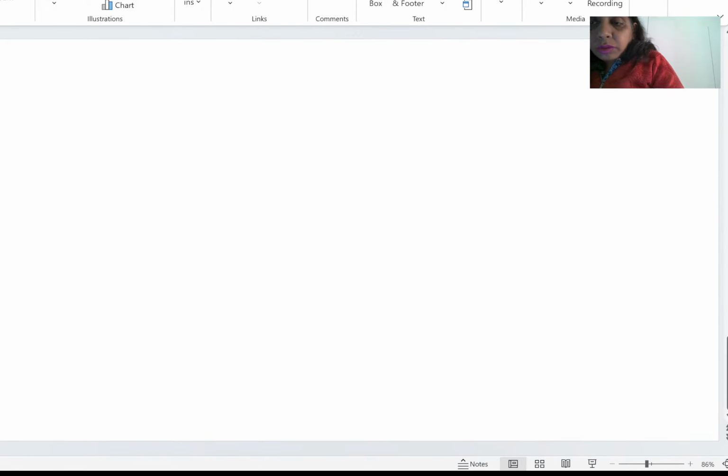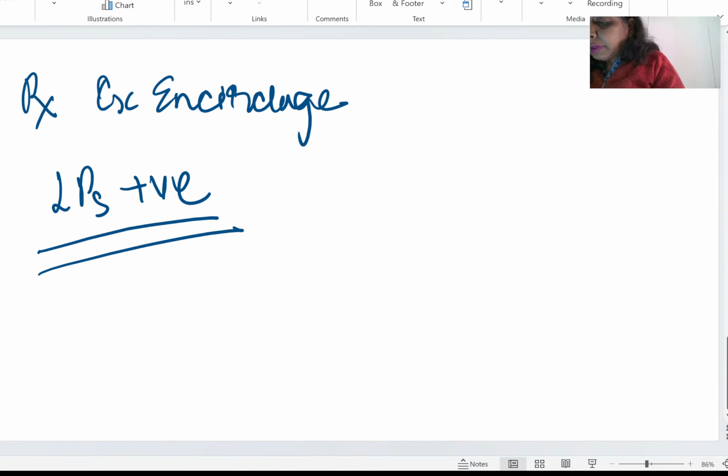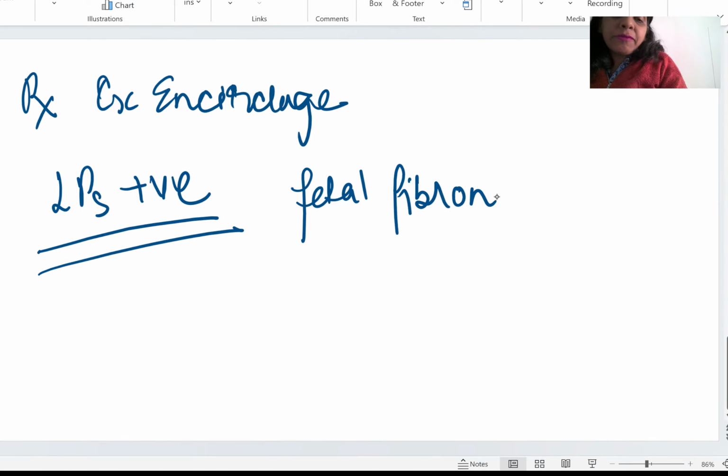Yes. Now, next is its treatment. Its treatment is cervical encerclage. Encerclage is not done in the cases where labor pains are positive. Now, Dr. Rachna is asking why it is not the fetal fibronectin test. Fetal fibronectin test is positive. It is taken as positive from which to which time?